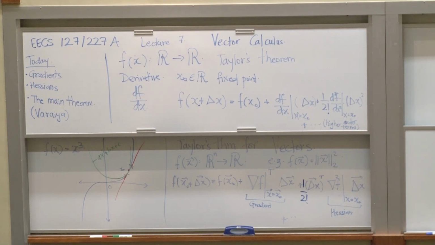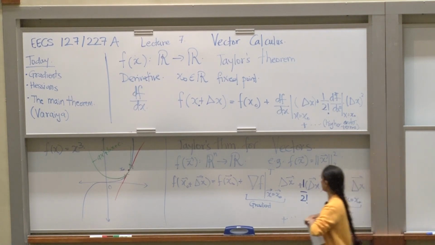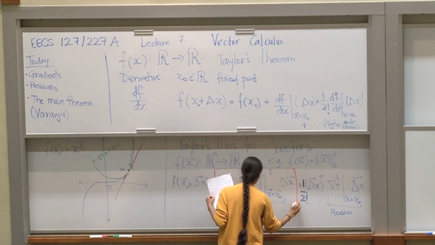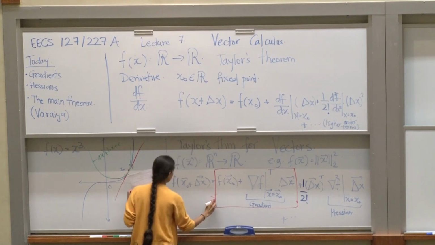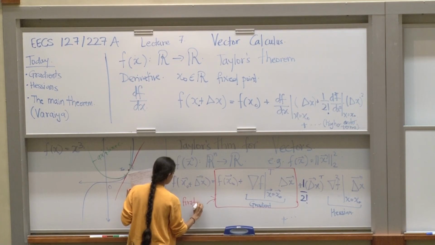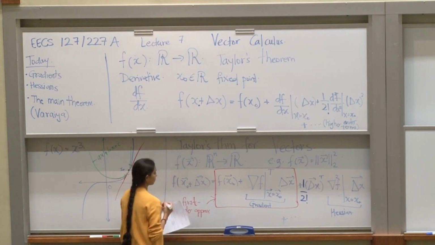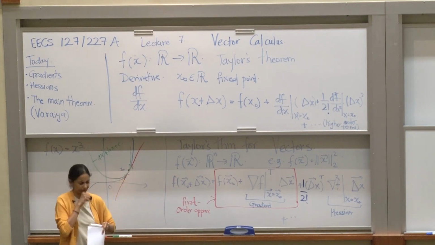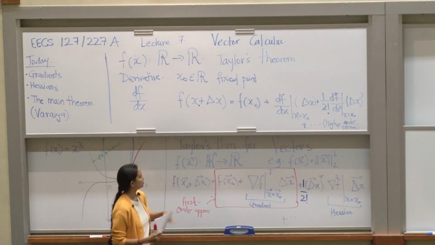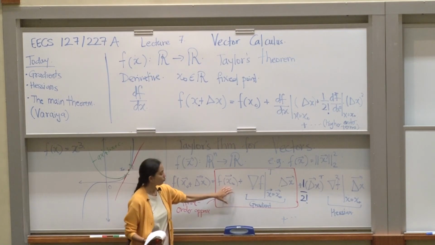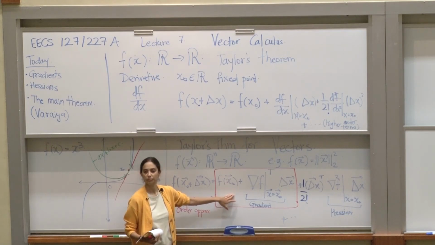Okay. So here, what I want to also highlight is that if I look now just at this first order approximation, this red box is my first order approximation. And here, what we are going to have is, what kind of thing is this now? What kind of equation is this?